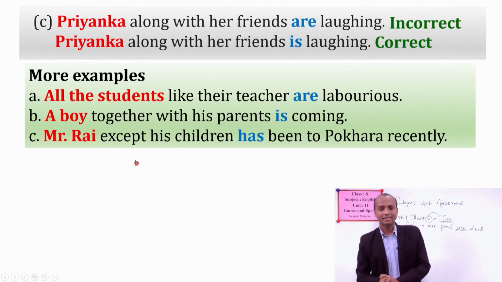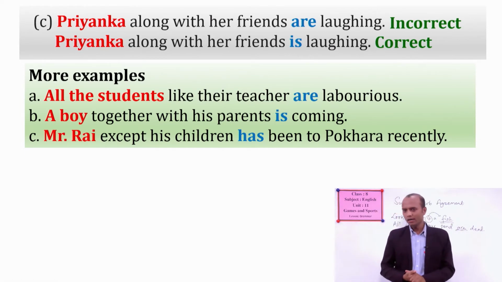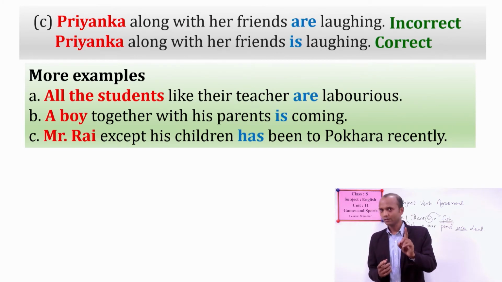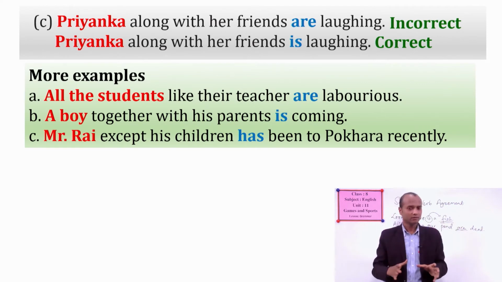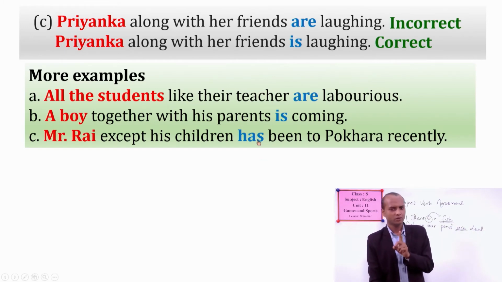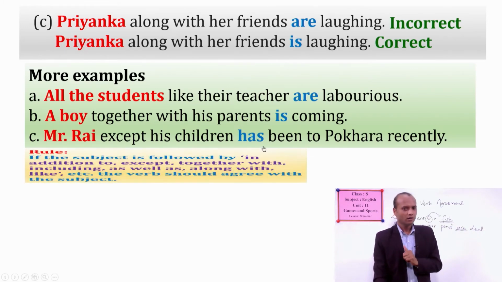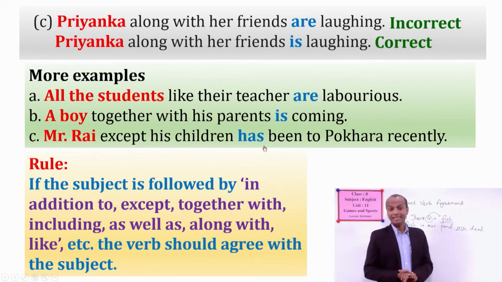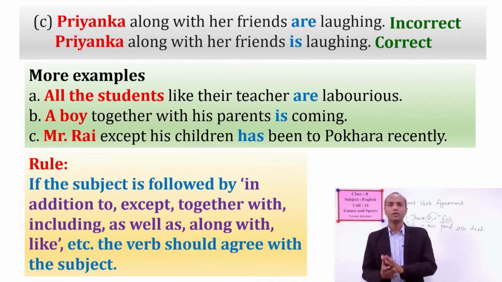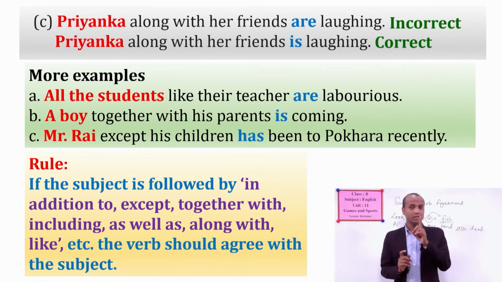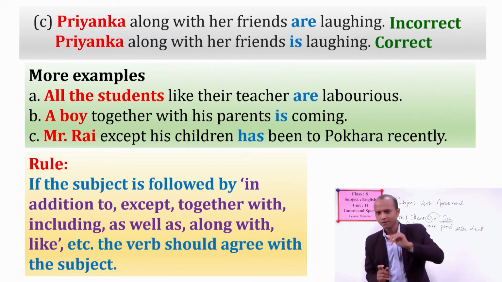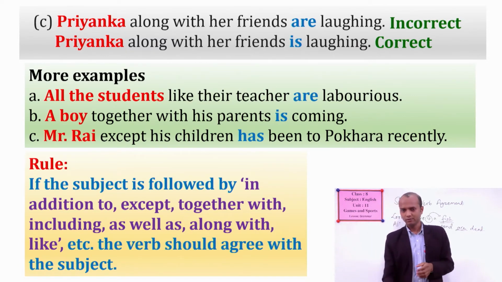Mr. Rai, except his children, has been to Pokhara recently. Who went there? Mr. Rai alone. It means he didn't take his children with him. That's why it accepts a singular verb. Very good, has. If the subject is followed by in addition to, except, together with, including, as well as, along with, like, etc., the verb should agree with the subject, not with the nearest word.